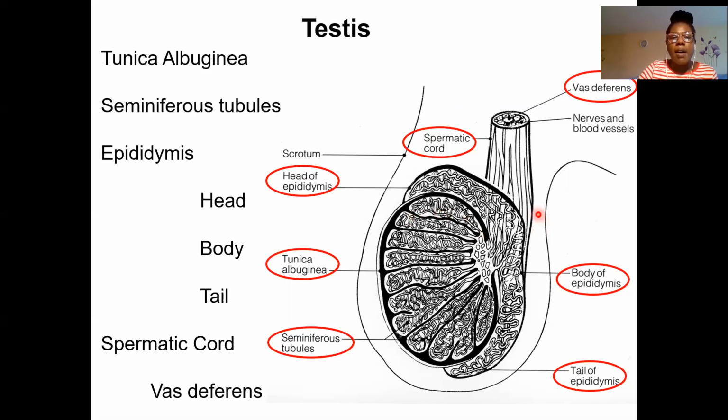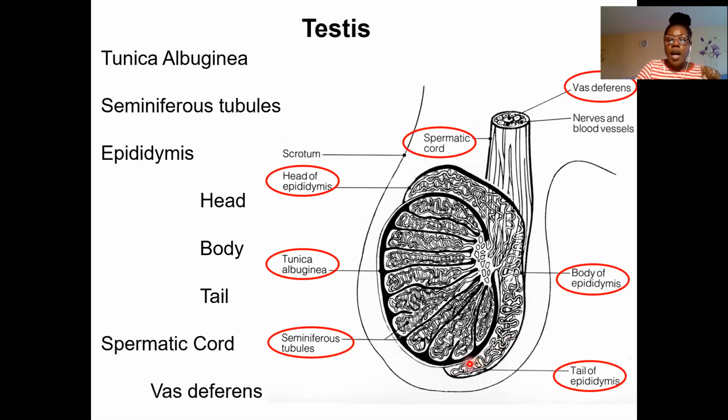We also have the epididymis. So the epididymis is this projection that's found on the medial aspect of the testis that communicates towards the vas deferens. The epididymis has three parts to it. It's got the head, it's got a body, which is the connecting piece, and then it has a tail, the tail of the epididymis. We also know the spermatic cord.